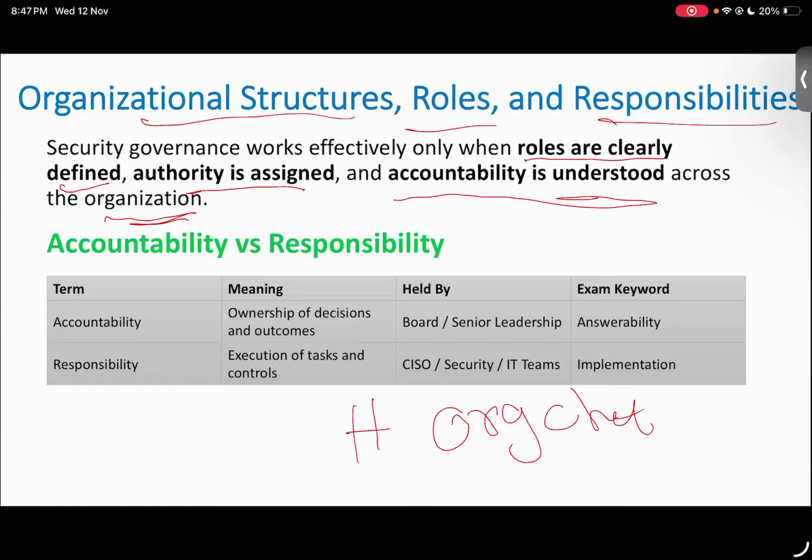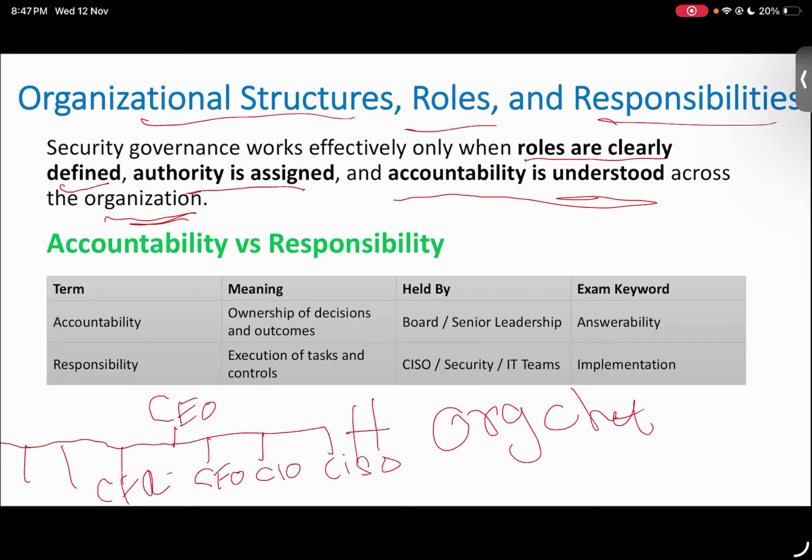You must have an org chart. This is the CEO, and you have multiple reporting lines inside: CFO, then CIO, CISO, CHRO, then we have CRO. So these are all your roles. These roles should be defined and authority should be assigned.